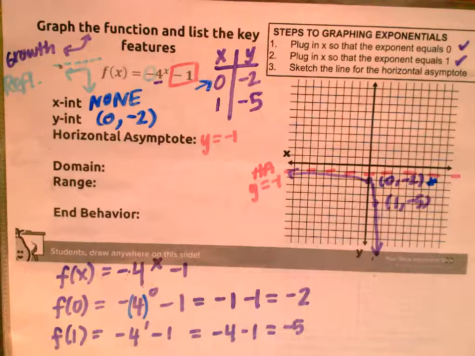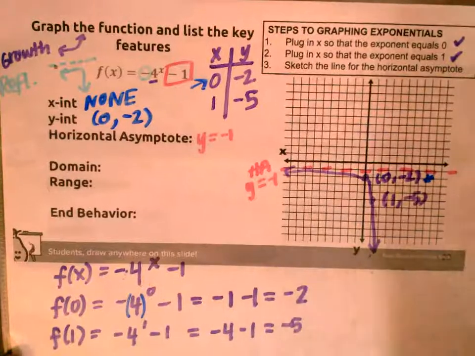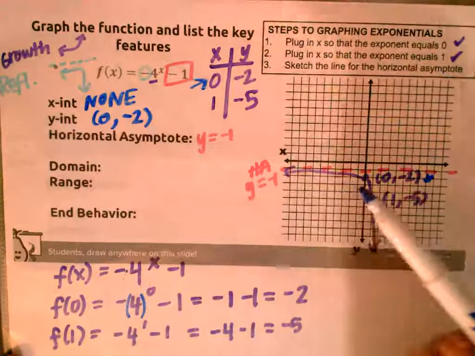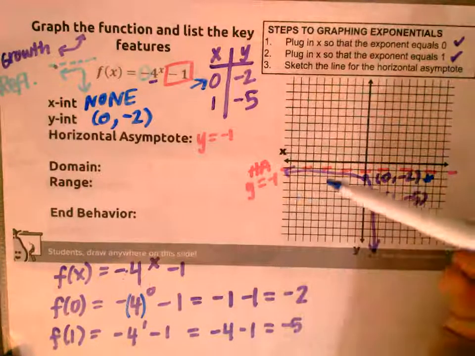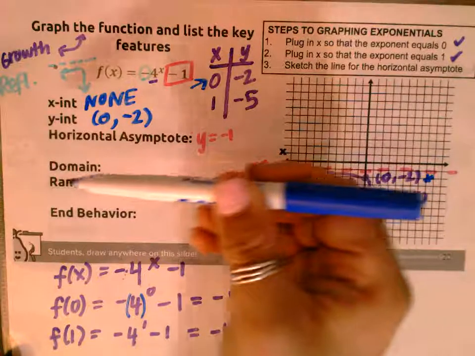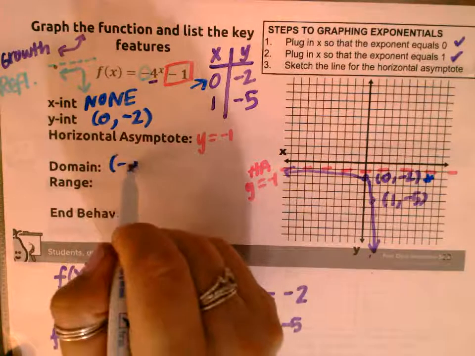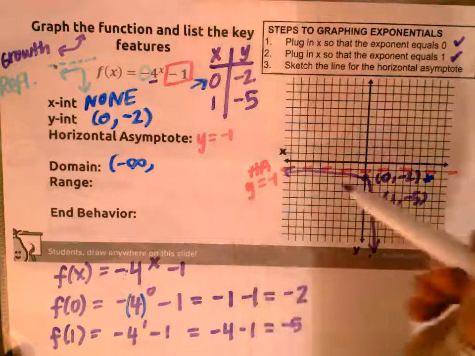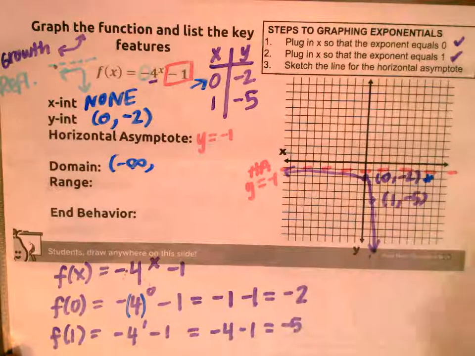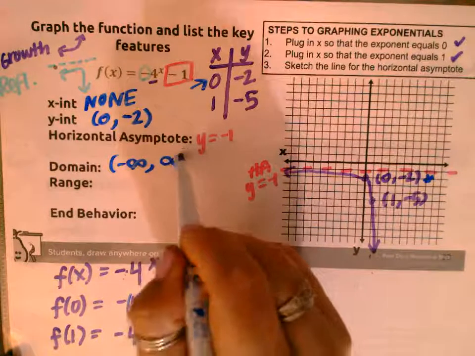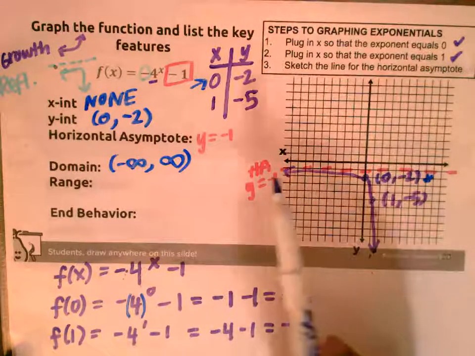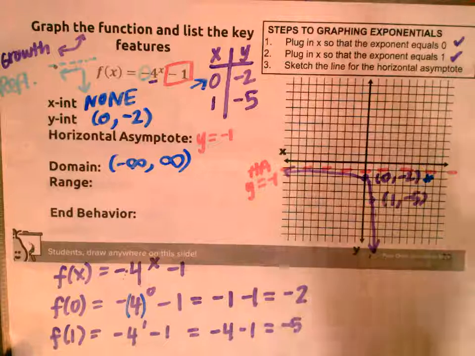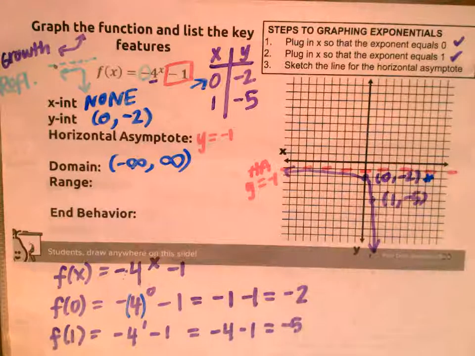Looking at our graph, our domain is going to be all real numbers again, because as we go further and further to the left, further and further towards negative infinity, our graph is just going to continue to hover at that horizontal asymptote. And as we go towards the right, it's just going to continue to grow really quickly towards negative infinity. So our domain is negative infinity to positive infinity, all real numbers, but the range has changed.